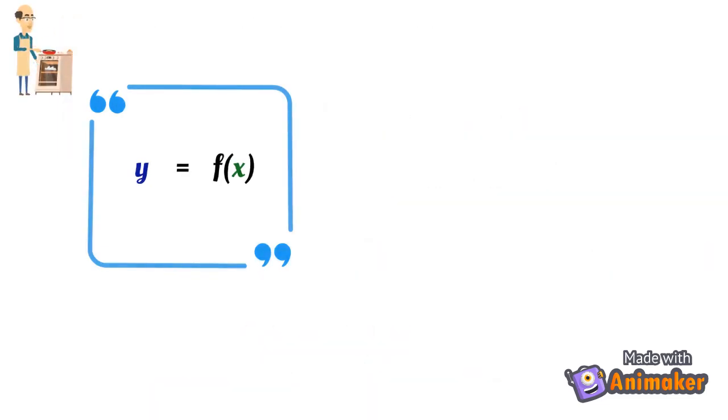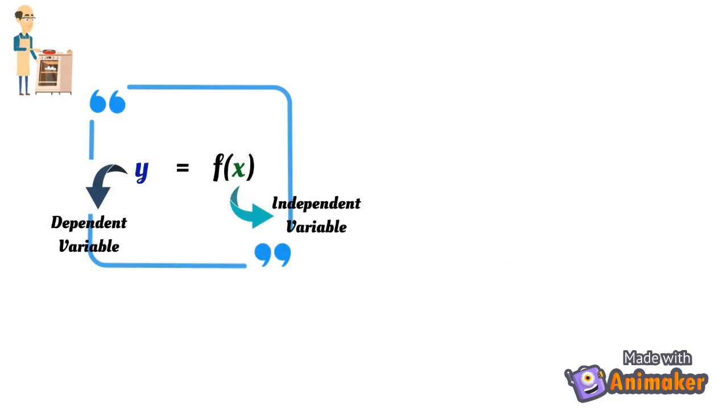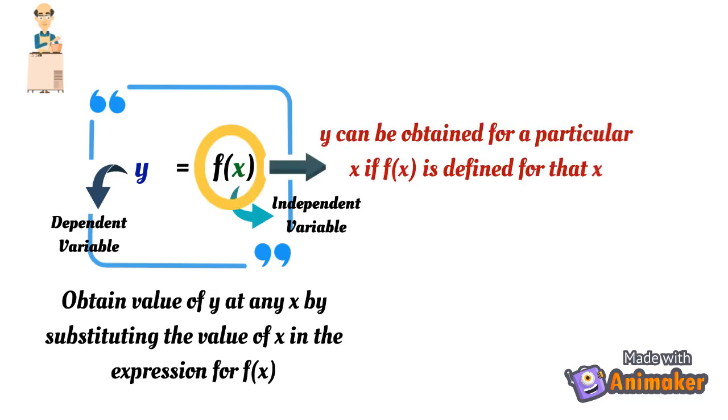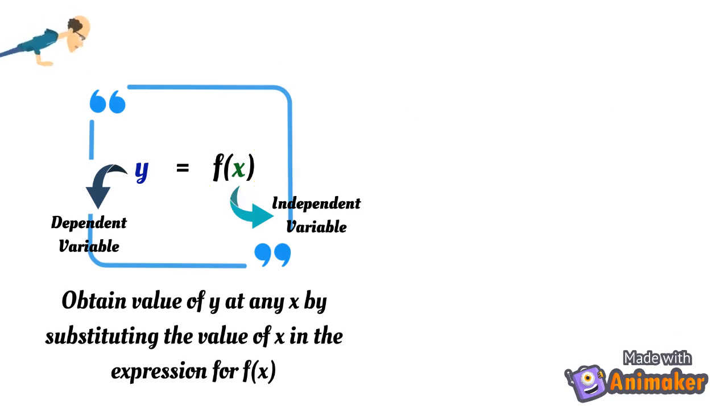x here is called the independent variable and y is the dependent variable. That means the values of y can be obtained by substituting any value for x, with the condition that the expression on the right hand side in x is defined for that value of x. Why do we need that condition? Now let's look at an example.